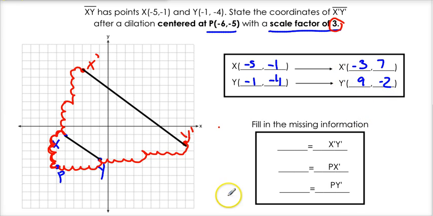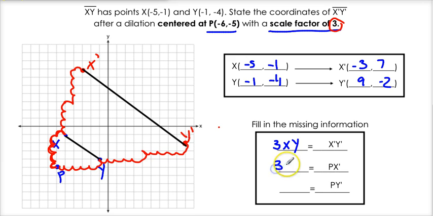Beautiful. Now we're going to fill in the missing information here, okay? Now here's what you got to know. The length of XY is just 3 times our original line. So 3 times XY gives us X prime, Y prime. That's after dilation.